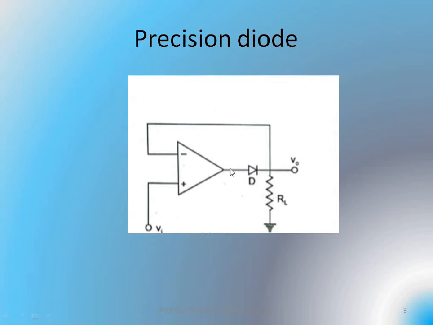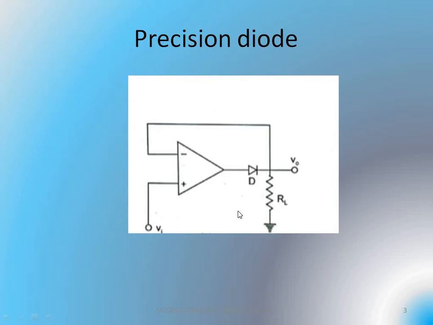So assuming that the applied input is positive, the output of this operational amplifier will be positive. Due to the positive nature, the diode will be in the on condition. When the diode is in the on condition, a closed circuit will be formed, and this closed circuit will close the path from the output to the inverting terminal. So here the circuit will behave as a voltage follower.